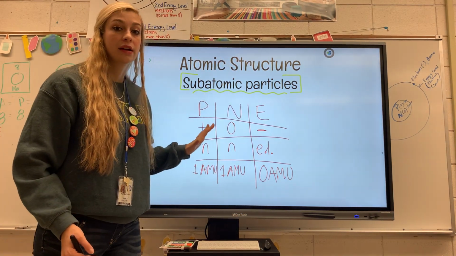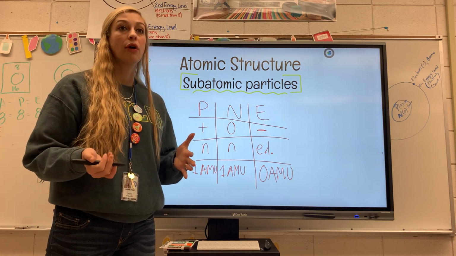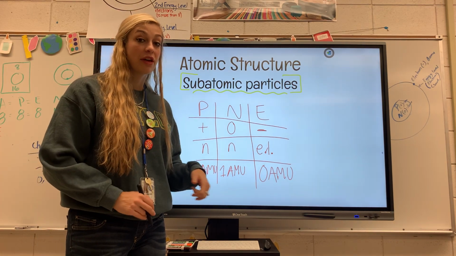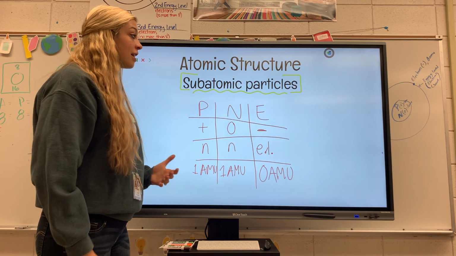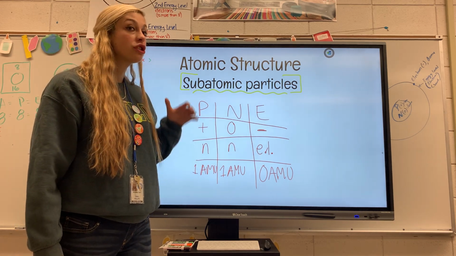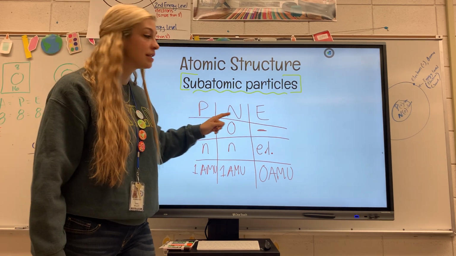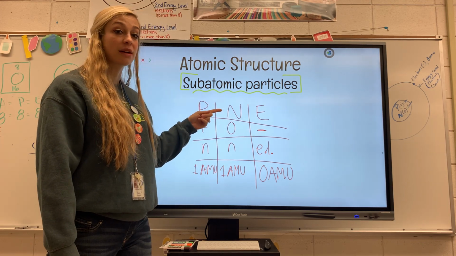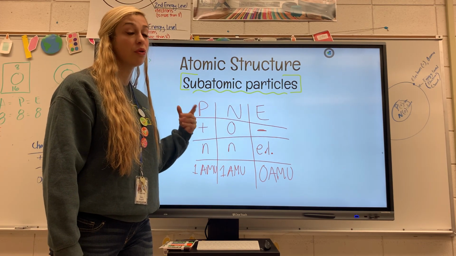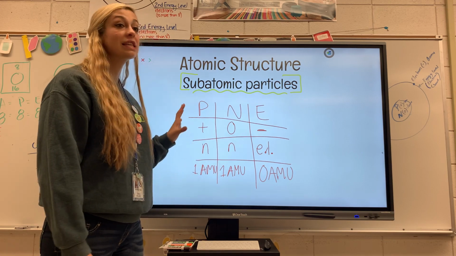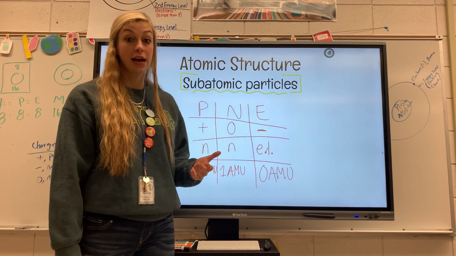So this is quick. I jot this down real quick before I even start the test, so that when I get to a question that asks me about the charge of neutrons, I don't mess up and say it's negative, because I check my chart and I know it's neutral or no charge. So this helps keep you from making careless mistakes.